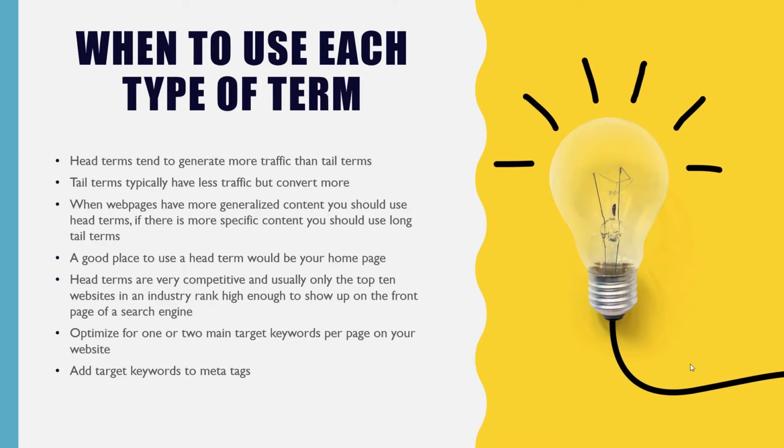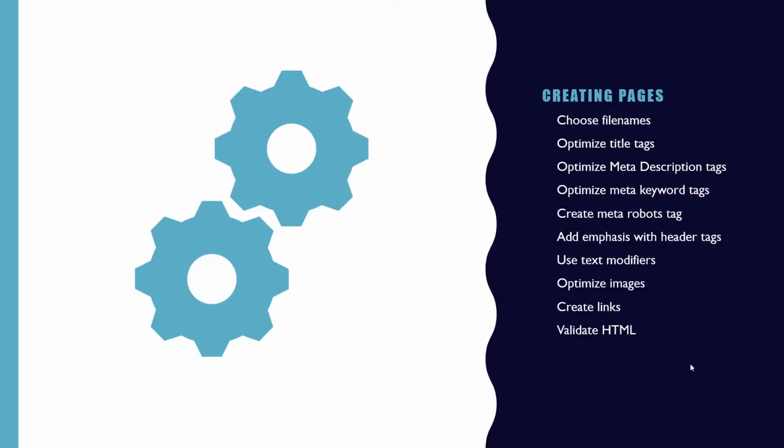Optimize for one or two main target keywords per page on your website. You don't want to throw all of your keywords into one page. You want to spread them out. So you want to think about which keywords are going to be best for pages and choose a few for each page to really highlight. And then you want to make sure you add your target keywords to your meta tags. So adding them to your description and finding ways to add them to your content so that it's easier for search engines to find those.